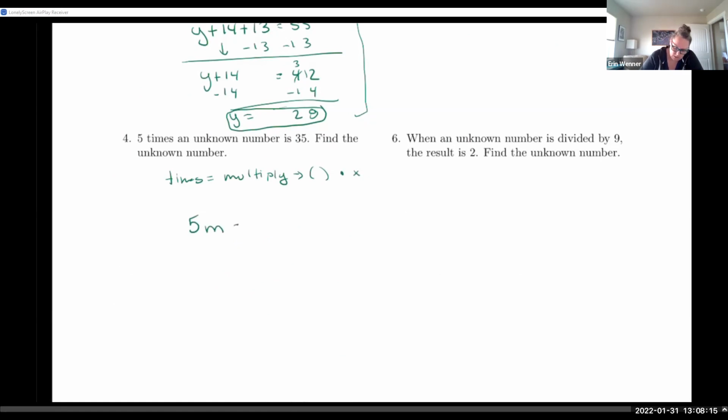Remember the word is equal to 35. So we've got 5 times m equals 35. We can divide by 5 on both sides. It's going to cancel that 5 out on the left. 35 divided by 5 is 7.